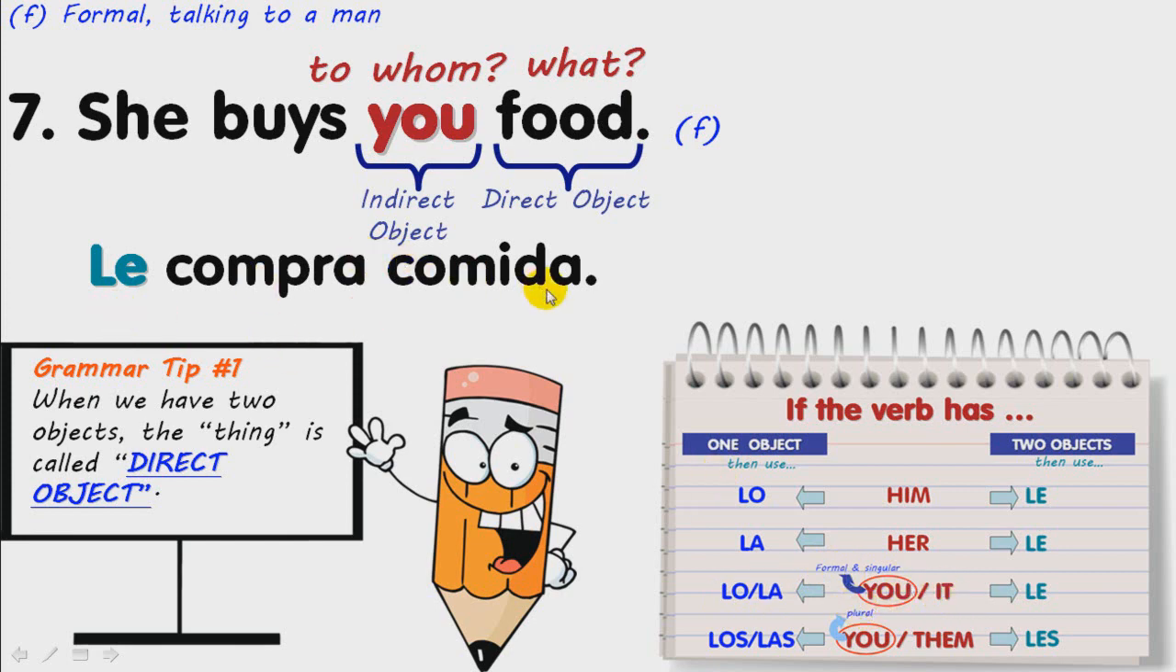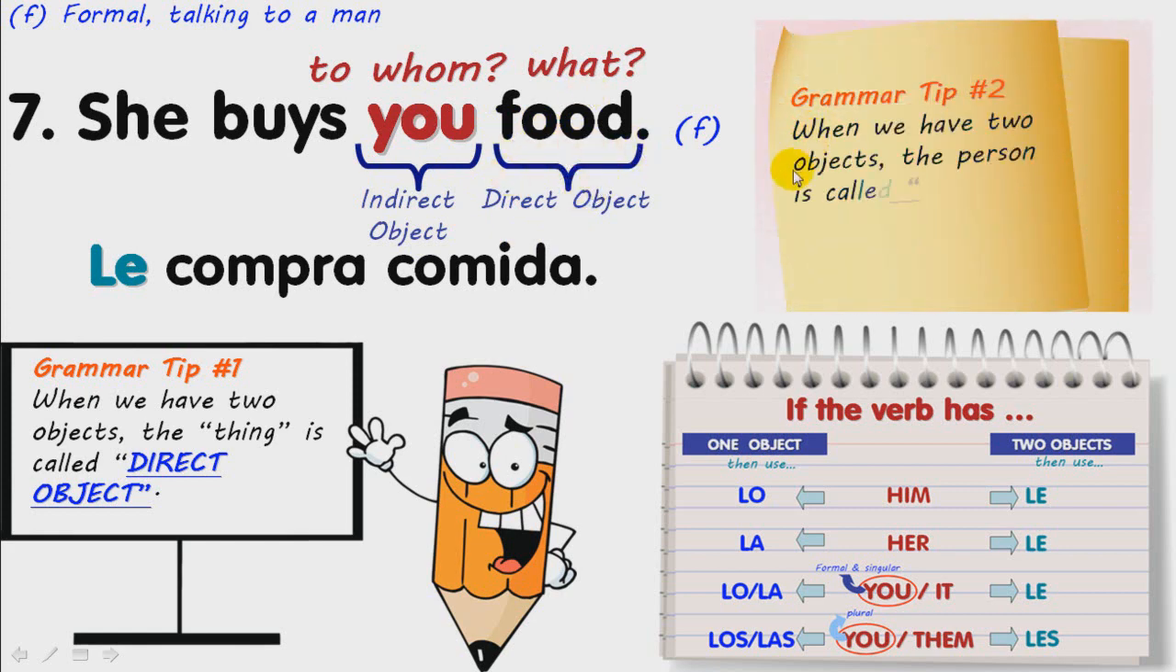Le compra comida. And for those interested in the grammar jargon, when we have two objects, the thing, in this case food, is called the direct object. And the person is called indirect object. So this would be indirect object, this is the direct object. With this analysis that I teach my students, it's not really important to know if they are direct or indirect. We just count the number of objects. I think it's much easier and gives you the same results with less effort.